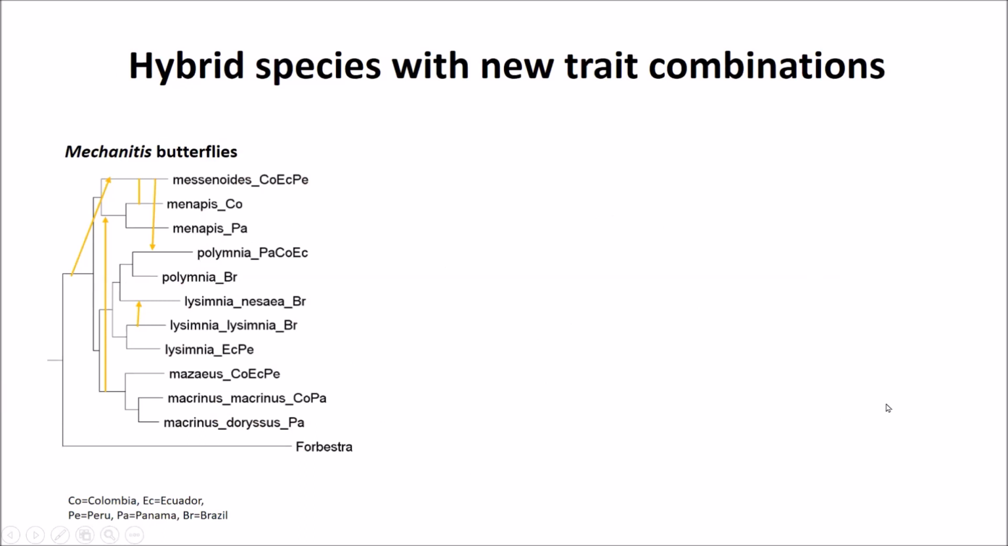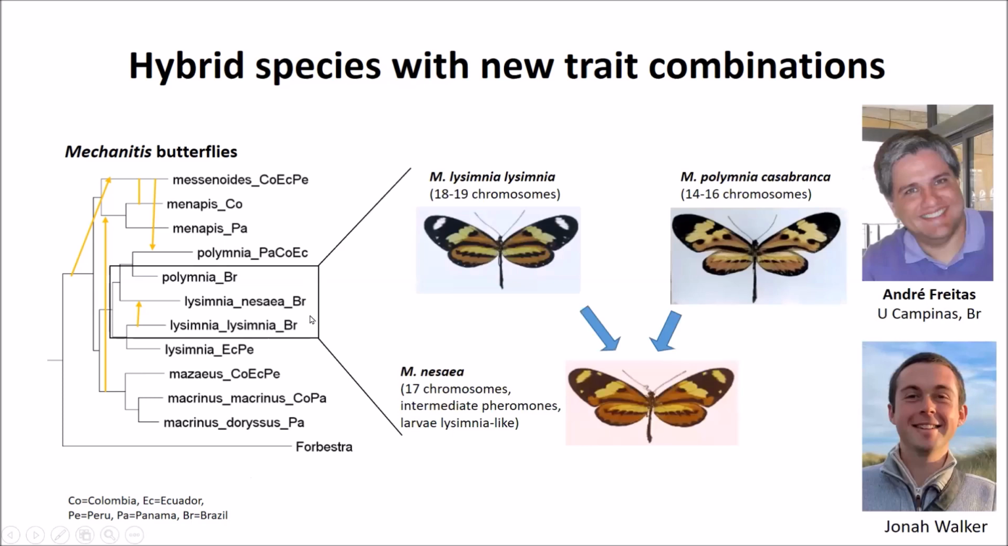And we are still working on this now with the team at the Sanger Institute, but in the Mechanitis butterflies that I just showed you before, which is a rapidly speciating genus, we find lots of evidence for hybridization within the genus. We have not looked that much at hybrid origin yet, but we also find very nice cases of admixed species, like for instance, Mechanitis mazaeus, which together with our Brazilian collaborators, we found that they are partially of Lysimnia origin and partially of Polymnia origin.